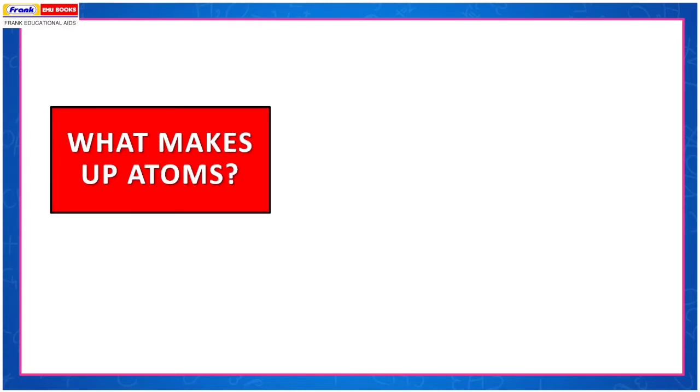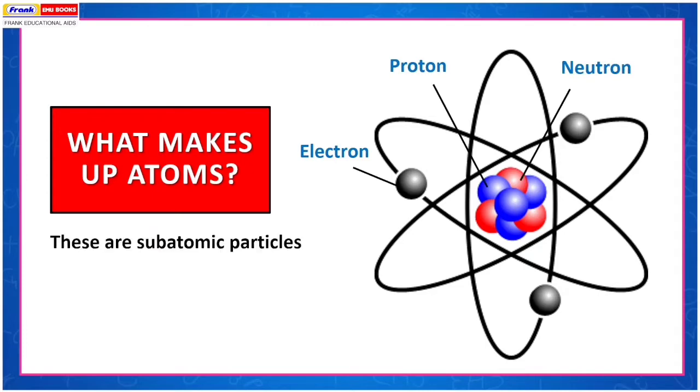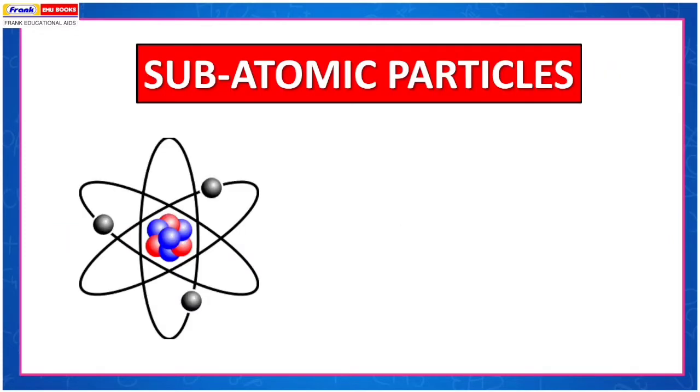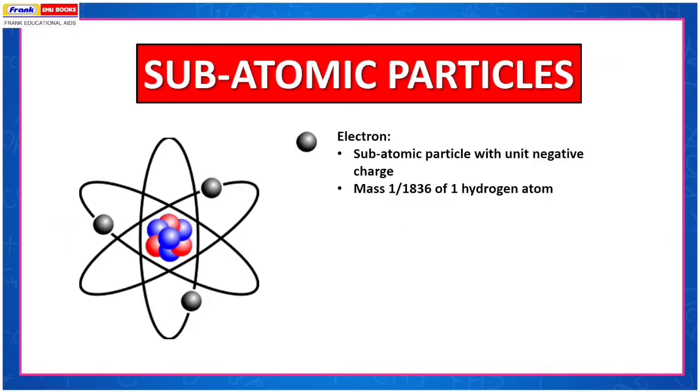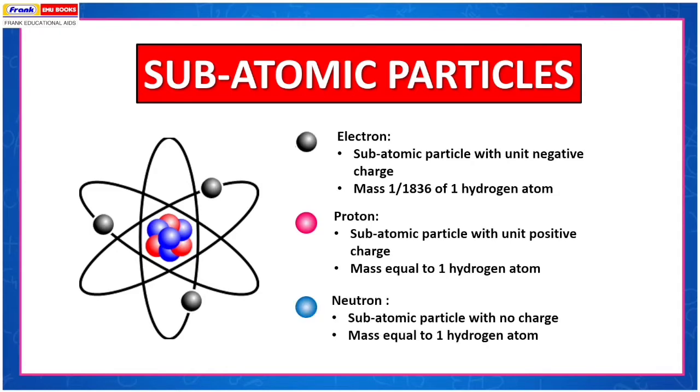What makes up atoms? The subatomic particles such as electron, proton and neutron make up the atoms. Subatomic particles. Electron: the subatomic particle with unit negative charge. Its mass is 1 upon 1836 of one hydrogen atom. Proton: subatomic particle with unit positive charge. Its mass is equal to one hydrogen atom. Neutron: subatomic particle with no charge. Its mass is equal to one hydrogen atom.